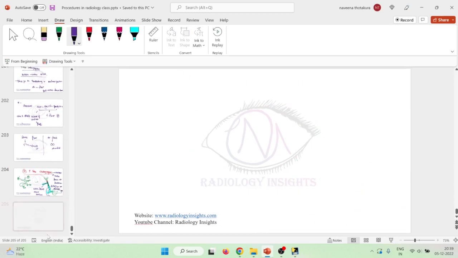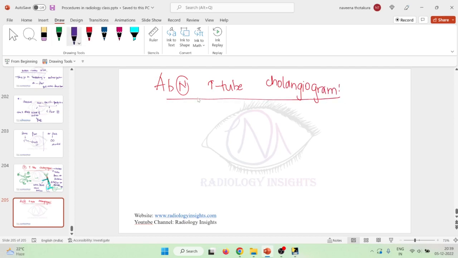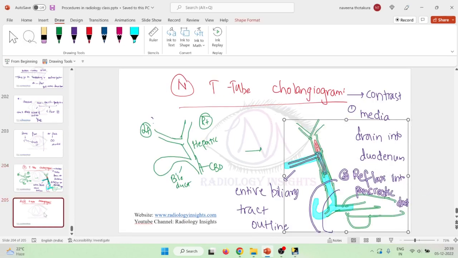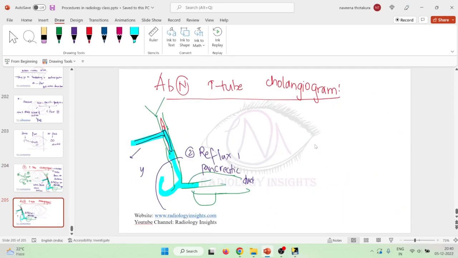Then, when do you see an abnormal T-tube cholangiogram? We also have an abnormal T-tube cholangiogram. Normally, the contrast media enters into the duodenum.